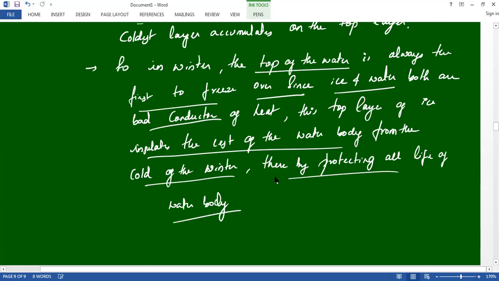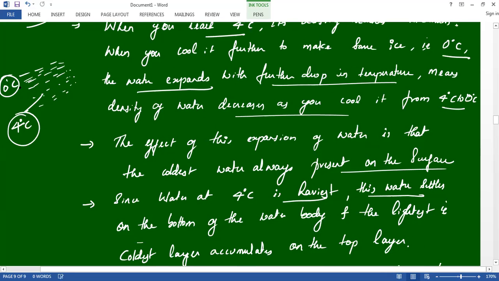That is what they're saying: this 0 degree Celsius water will be converted to ice. So for example, this is ice. This ice and water are both bad conductors of heat, so they prevent it from further cooling. That is, the bottom will maintain 4 degrees Celsius.